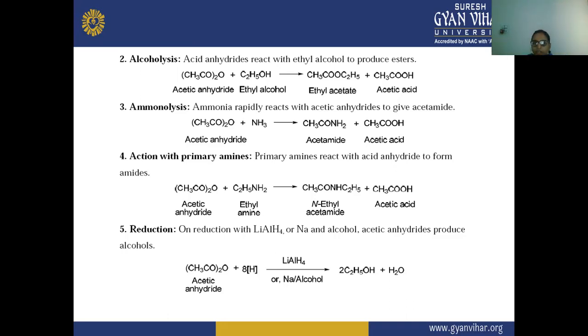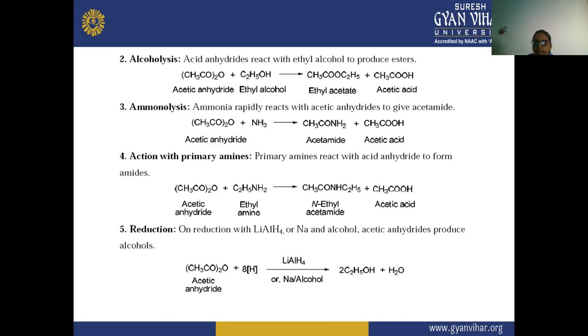So in ammonolysis, there is a lysis of ammonia. Acetic anhydride reacts with ammonia, and there is a formation of acetamide and acetic acid. So acetic anhydride plus ammonia, that is (CH3CO)2O plus NH3, the acetic anhydride is reacting with ammonia, and there is a formation of acetamide.